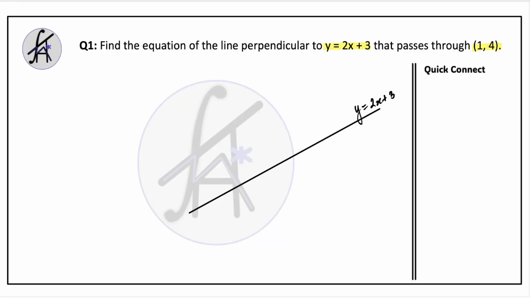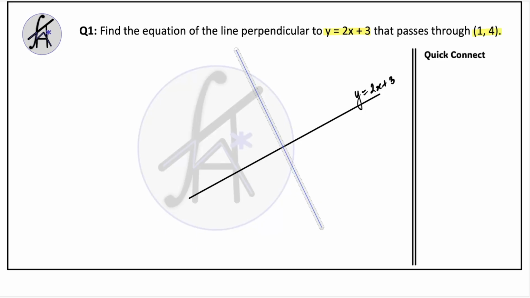Now we have to find out the equation of a line which is perpendicular to this. Perpendicular means 90 degrees, right? And it passes through a point over here. If I just show you with the red color, the blue line passes through a point which is on the given line only, and that point is nothing but (1, 4).